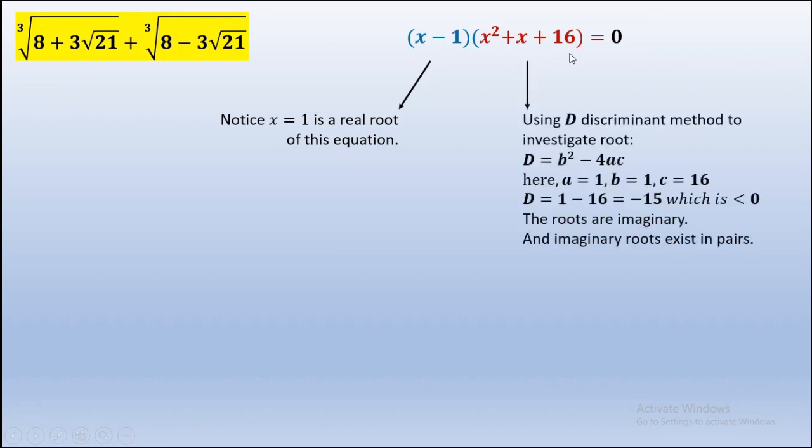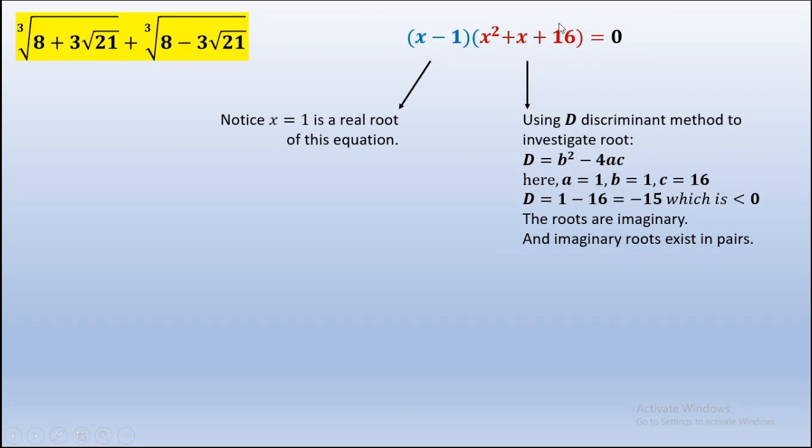For this part, for finding the root, we use the discriminant method, in which we calculate the discriminant D. The formula of the discriminant is b square minus 4ac, where a is the coefficient of x square, b is the coefficient of x, and c is the constant, 16. Putting the values of a, b and c in this discriminant formula, we get D is equal to 1 minus 64, that is equal to minus 63, which is less than 0.